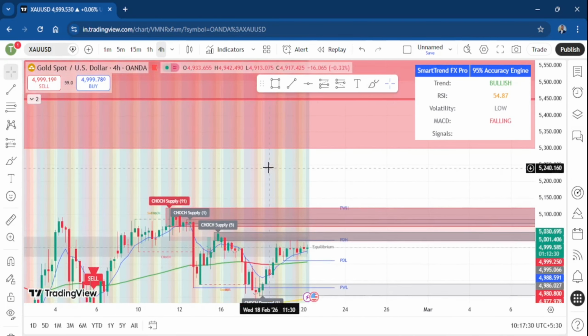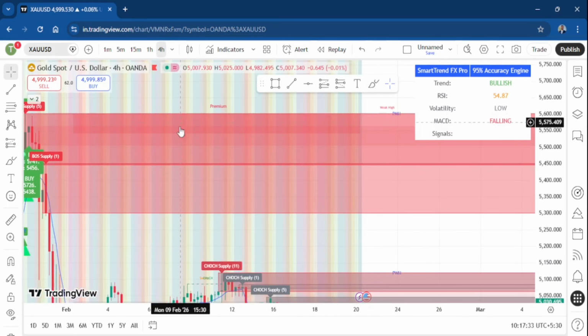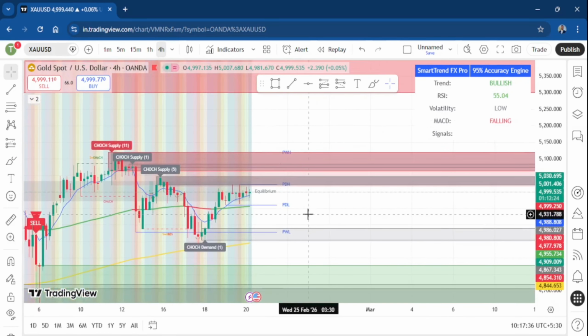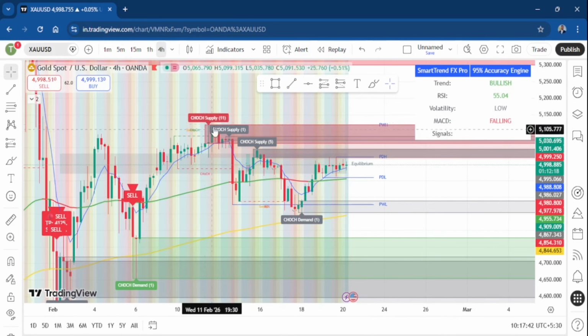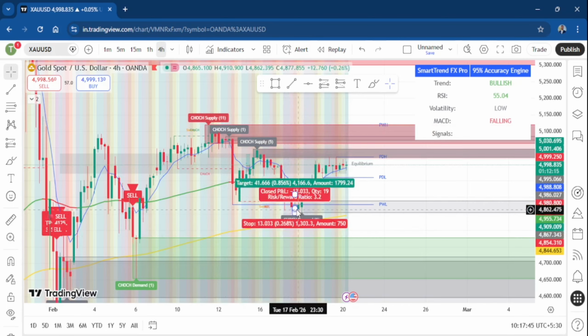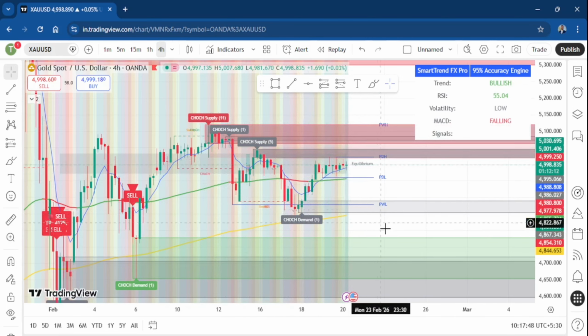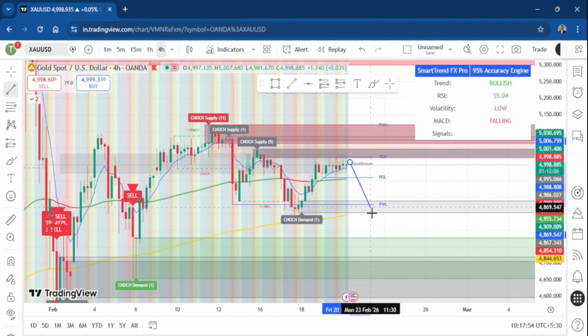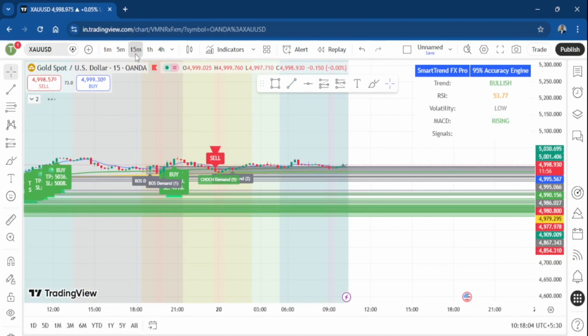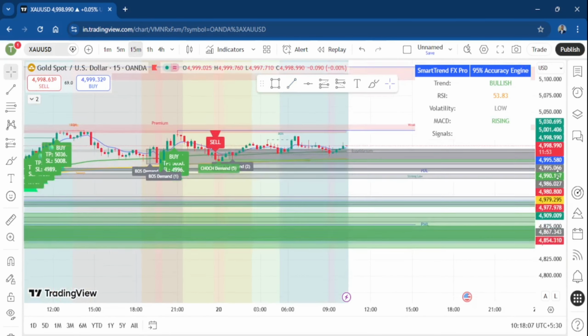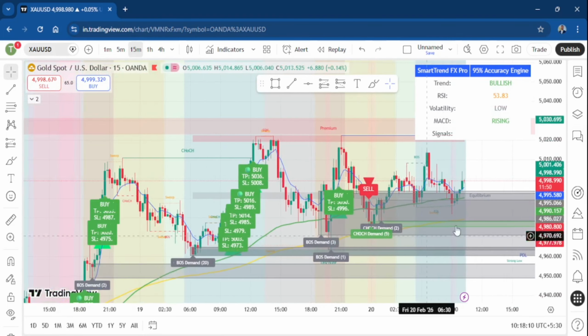However, if we look closely at the structure below, we can clearly see a massive, unmitigated change of character demand zone resting at the bottom. This is a crucial area of interest for us. Based on this 4-hour structure, I am anticipating that the price will experience a slight pullback to respect this lower demand area. Once it taps into that zone, we're looking for a strong reversal to push the price back up toward our higher supply zones. This gives us our overall directional bias for the trade.